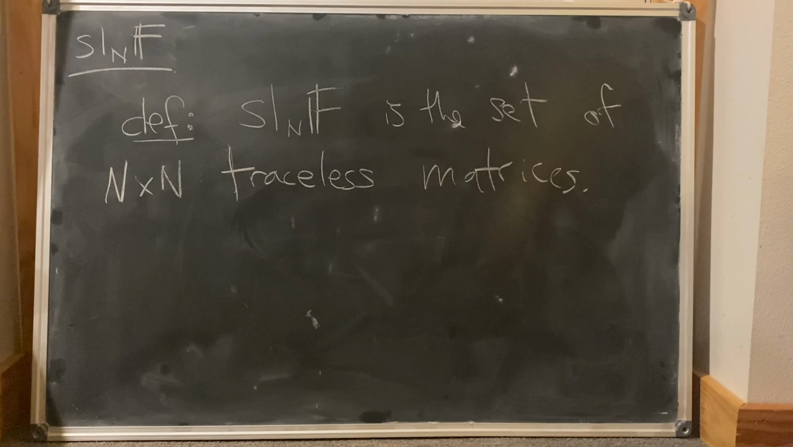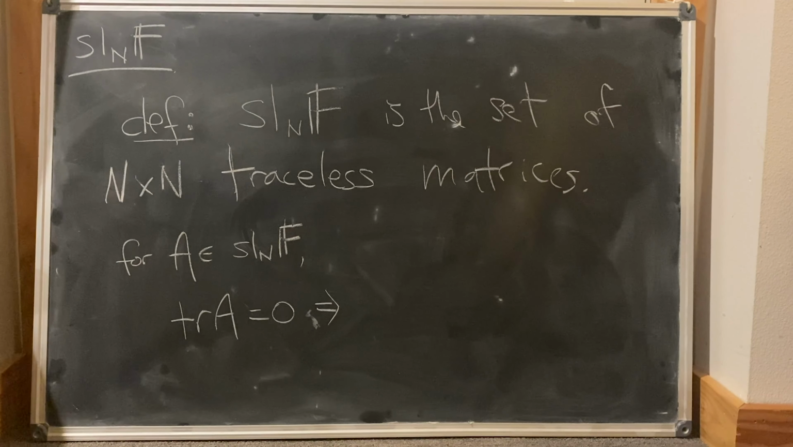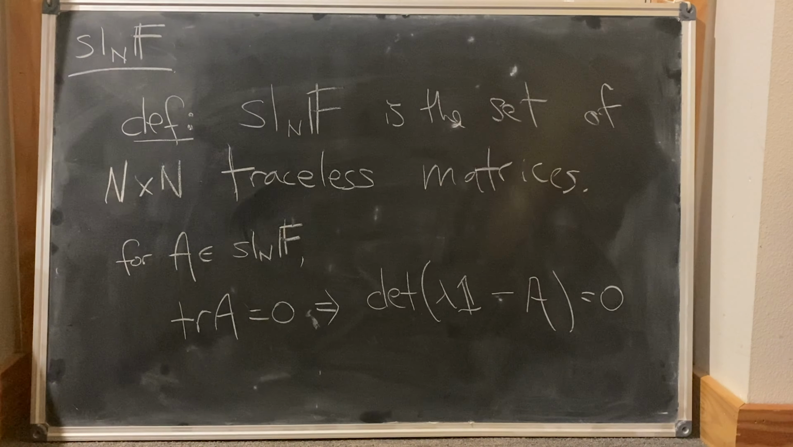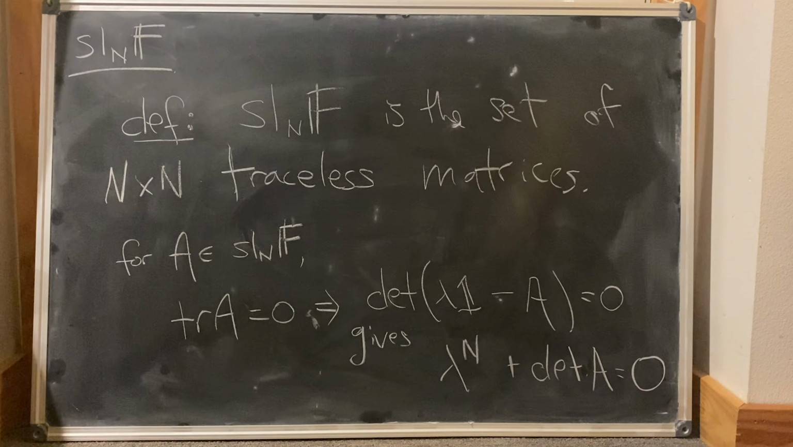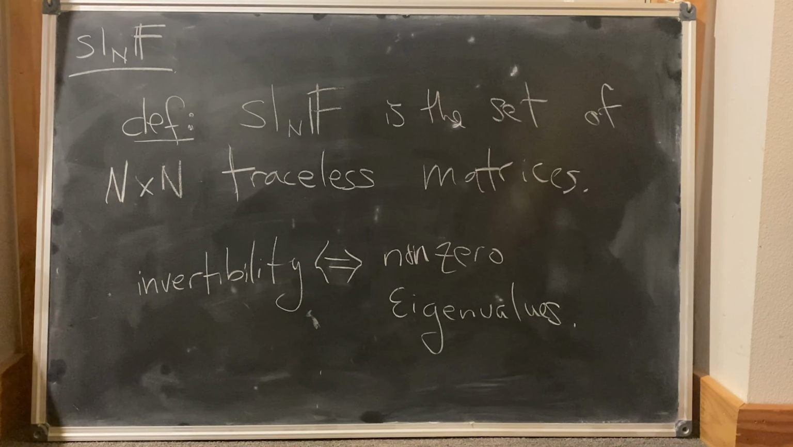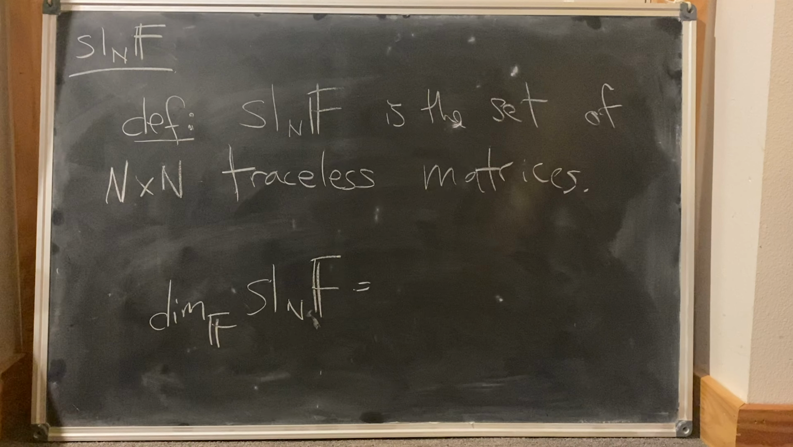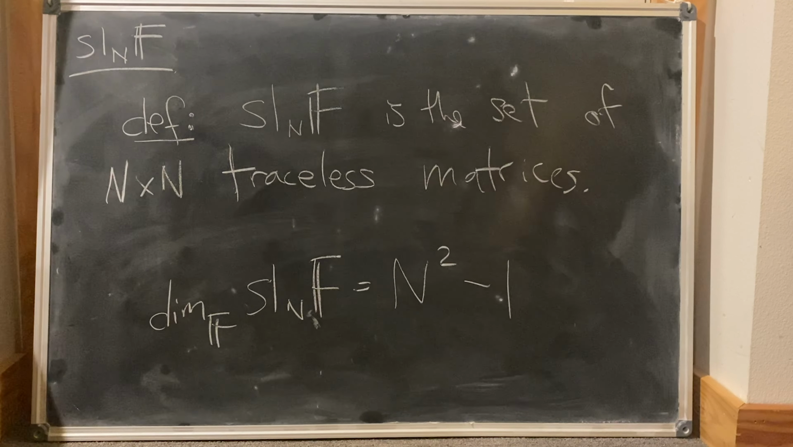Let's define sl2F as the set of n by n traceless matrices over the field F. For some matrix A in that set, the vanishing trace makes for a considerable simplification of its characteristic polynomial. Notably, the eigenvalues of A do not vanish, provided that the determinant doesn't either. In other words, A is invertible. Since all we've demanded so far is the vanishing of the trace, the dimension of sl2F is given by 1 less than the number of matrix elements, that is, n squared minus 1.